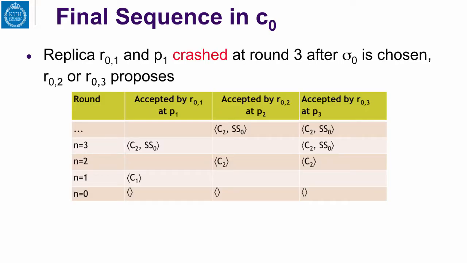So let us look again at the StopSign command. And here is a situation where this replica, I mean the replica and the process, have crashed. The process is executing this replica, and this happened here. When it happens here, it means this sequence is chosen. So, okay, because there's a majority here supporting this sequence. So P has crashed after the sequence with the StopSign command is chosen.